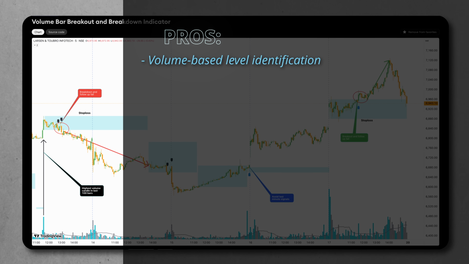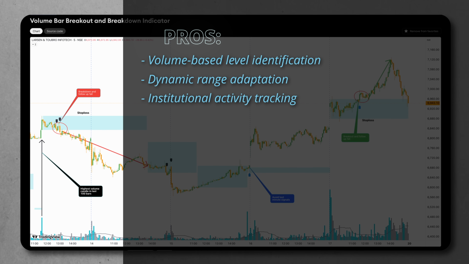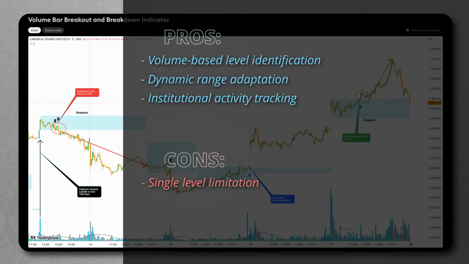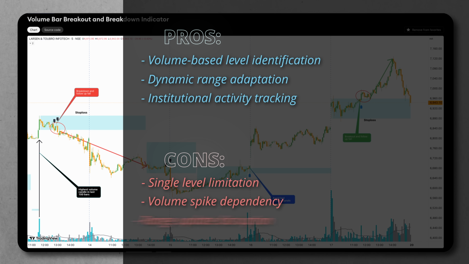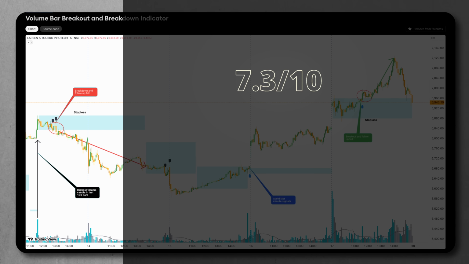Pros: volume-based level identification, dynamic range adaptation, institutional activity tracking. Cons: single level limitation, volume spike dependency, range update disruption. Ranking: 7.3 out of 10.